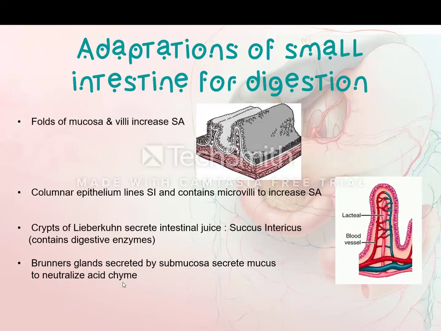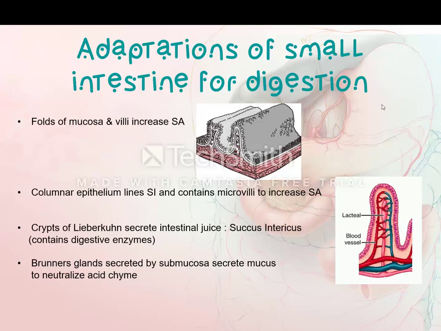Okay, so we already spoke about bile. Bile is made by the liver, secreted by the gallbladder. But in itself, the small intestine also helps to neutralize acid chyme because of the mucus produced by Brunner's glands. So those four are the adaptations of the small intestine for digestion.